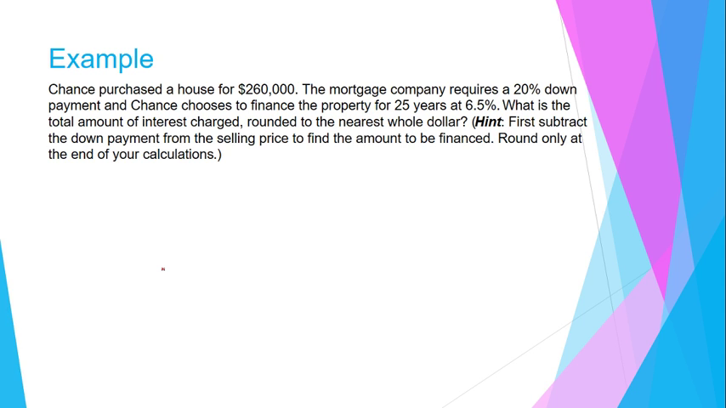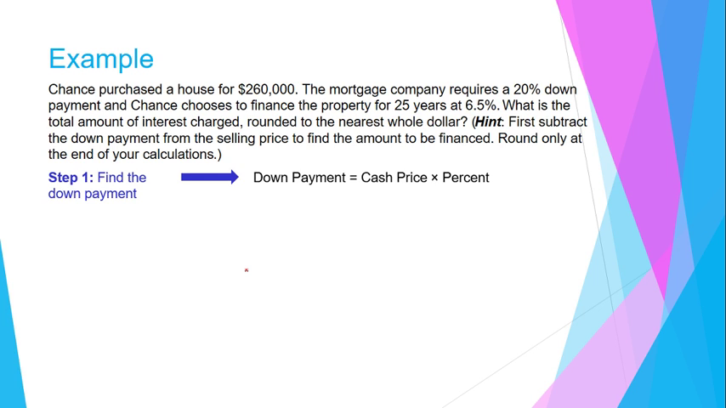What is the total amount of interest charged? Round to the nearest whole dollar. So it is exactly what we did in the previous question, just different scenarios and different numbers. But the steps are the same. First step, find the down payment. Multiply the cost of the house by the percent, which is 0.20, or 20%. The down payment is $52,000.